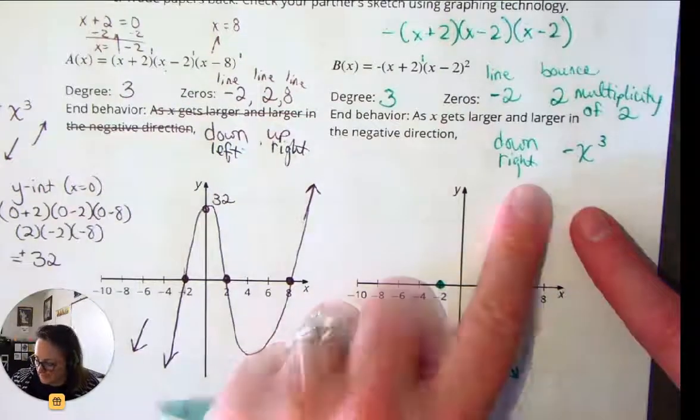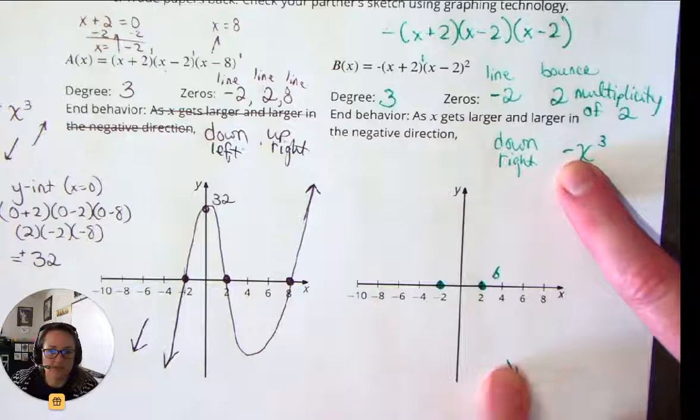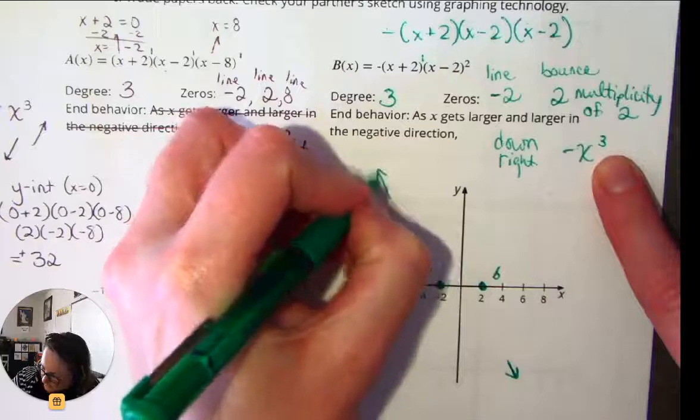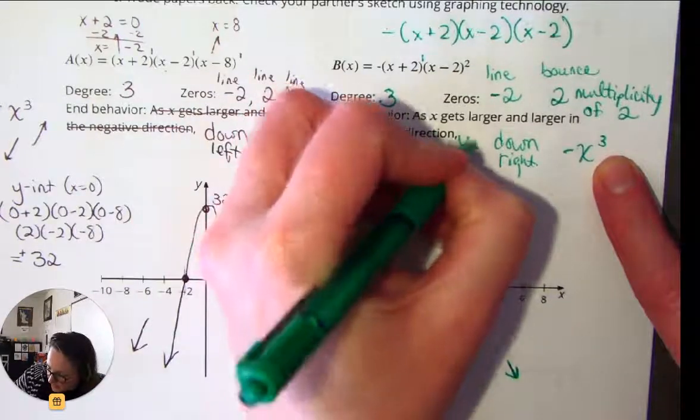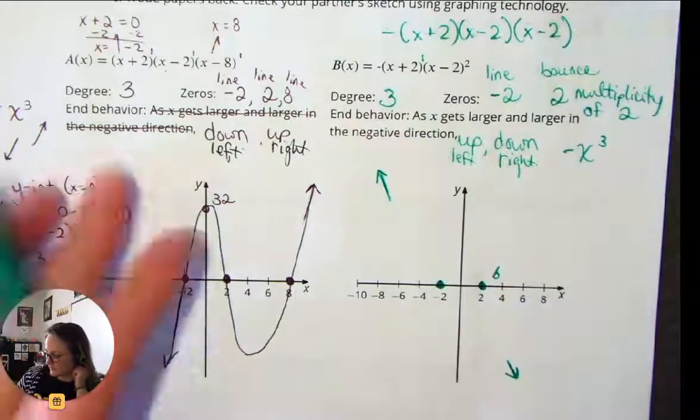So this one goes down on the right side. Leading coefficient tells me where it's going to end here on the right side of the graph. That opposite odd degree is telling me opposite on the left side. So we have an up on the left, down on the right.